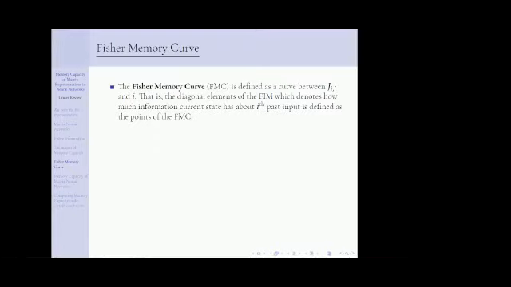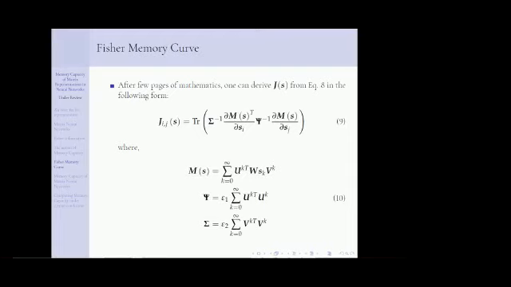Now, what is the Fisher memory curve actually? The Fisher memory curve, given the Fisher information matrix, is just the diagonal elements of the Fisher information matrix. Seriously, it's just that simple. It's the diagonal elements of the Fisher information matrix.